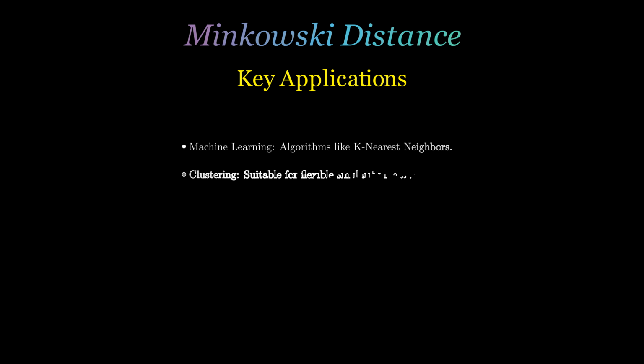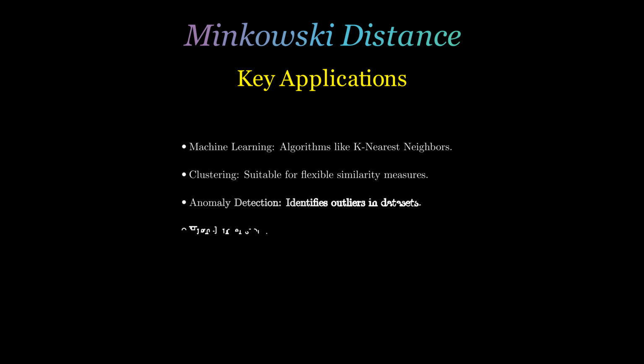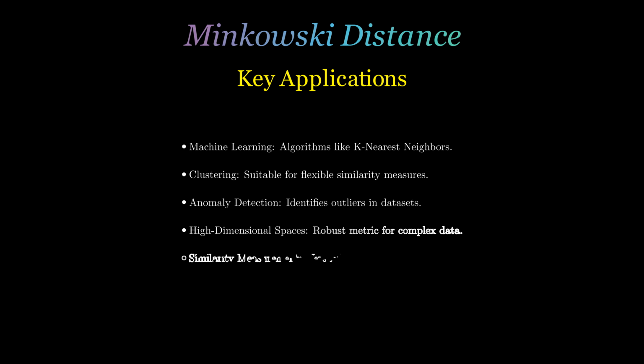Minkowski distance is widely applicable across various domains due to its flexibility. It is commonly used in machine learning algorithms like k-nearest neighbors and clustering methods, as it adapts to the underlying data's properties by tuning the p parameter. It also finds applications in anomaly detection, similarity measurement for diverse datasets, and as a metric in high-dimensional spaces.